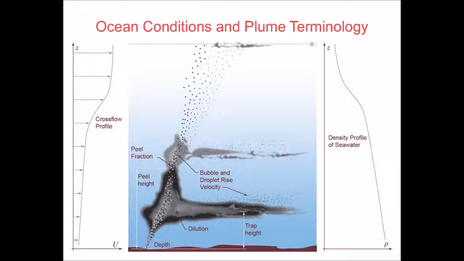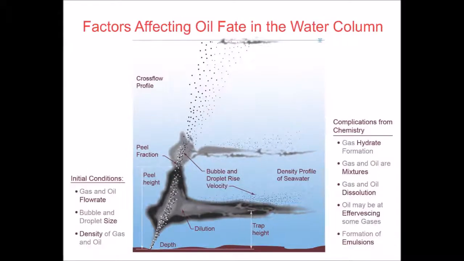So, the kinds of fate processes that are happening here and the things that control them: at the seafloor on the left-hand side, we list the important initial conditions. So the flow rate of oil and gas coming out of the spill is critical to knowing the volume entering the water column. Then the size of the orifice it is pouring through and the turbulence generated there is eventually going to give us some bubble and droplet size distribution.